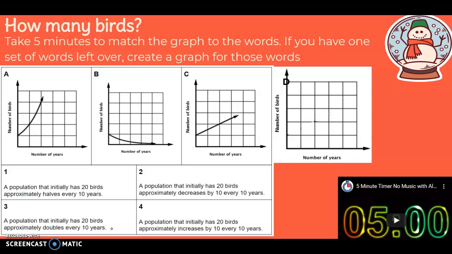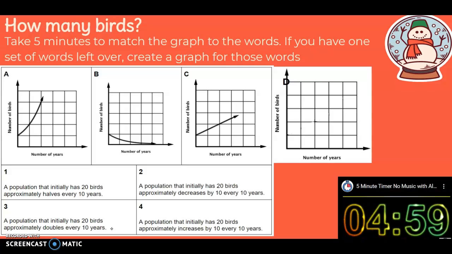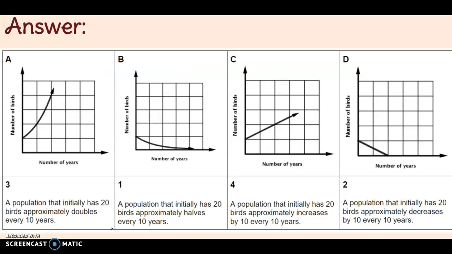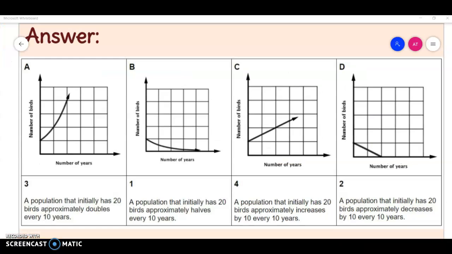Now that you've paused the video, here's what our answers are going to be. For graph A, the sentence that matches is option number 3: a population that initially has 20 birds approximately doubles every 10 years. If you notice, all of these say that the birds are starting with a number of 20. So I know that each of these is going to count by 20. So if I wanted to, I could label the y-axis.